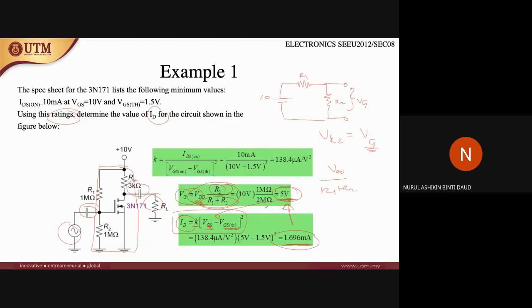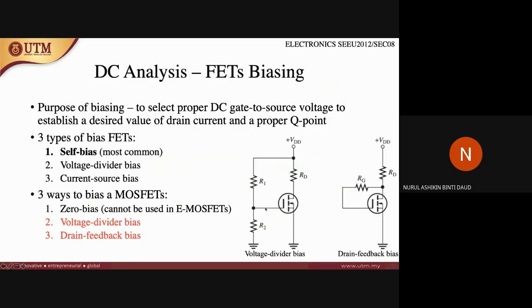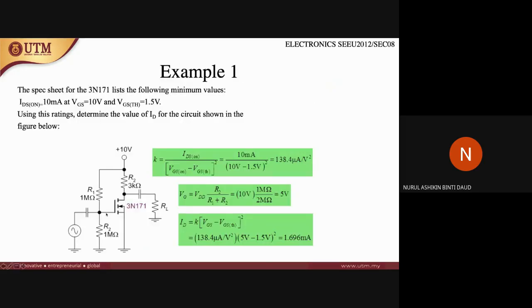All right. We will stop here for today. For tomorrow we will look more into details at other examples of voltage divider bias and drain feedback bias, but we're going to focus more on voltage divider bias. Up until here, any questions that you want to ask?